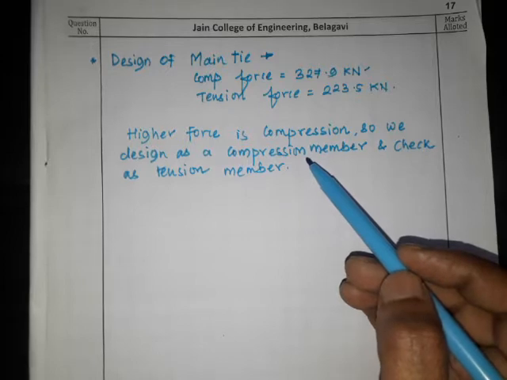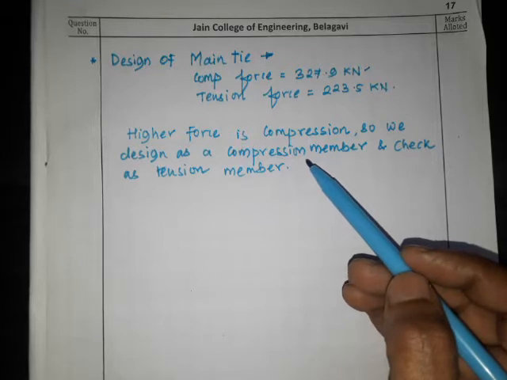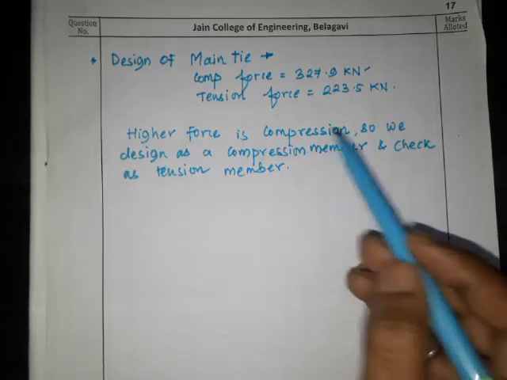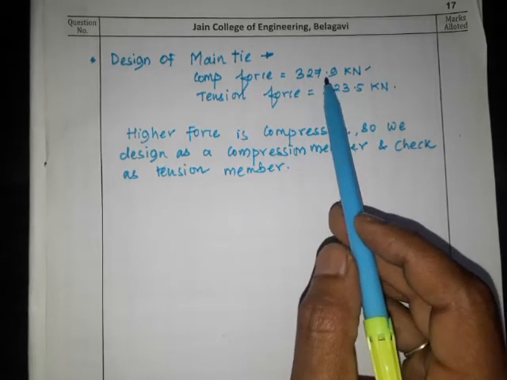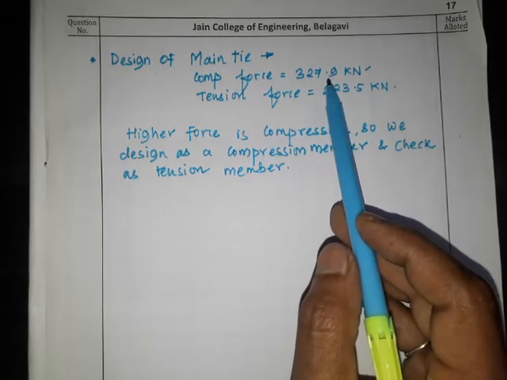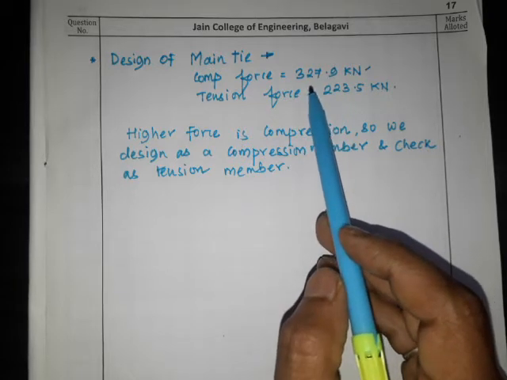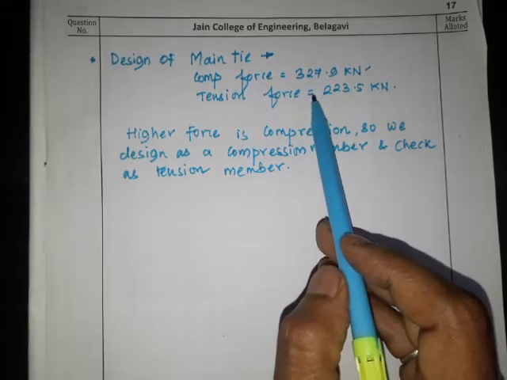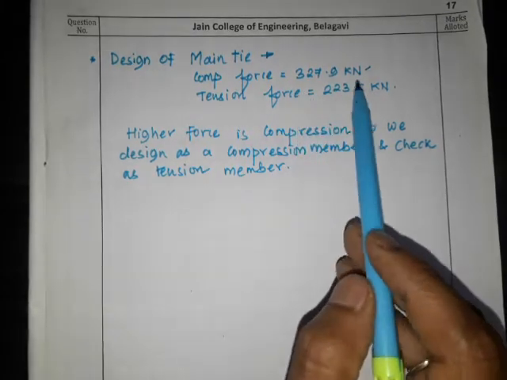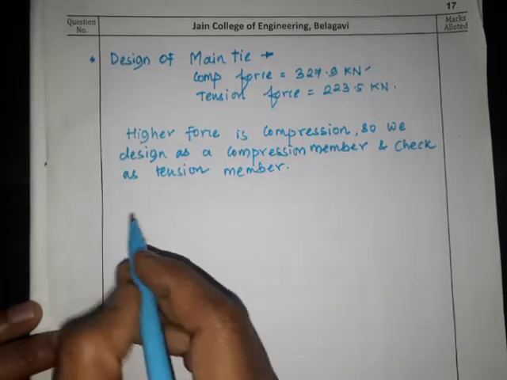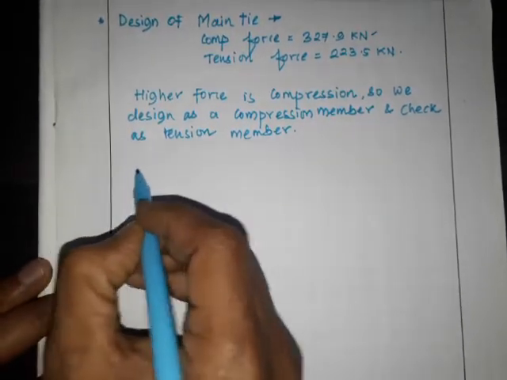In the previous design of principal rafter, the maximum force was tension. So we started the design as a tension member, and later we checked whether the same member is safe to carry the compressive force. But now the maximum force is compression. So we have to design the member as a compression member to carry the compression force, and the same member that you provide, you again have to check later whether it can carry the design tensile force. Okay, so here we start with design of compression member.